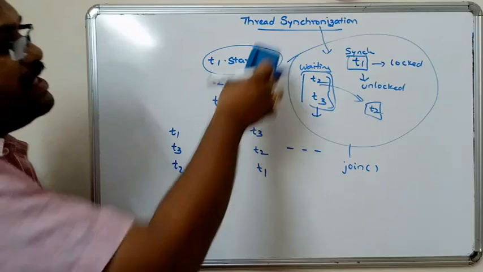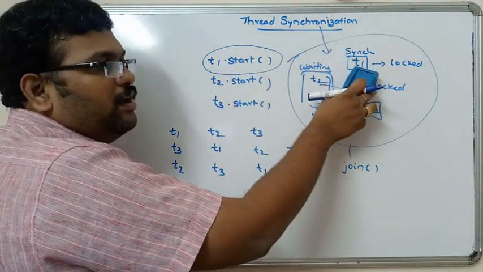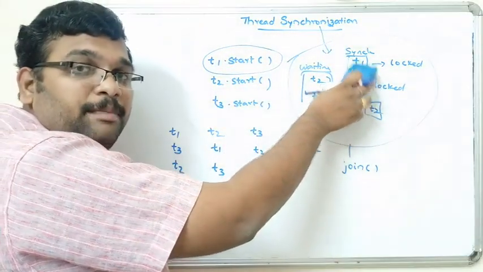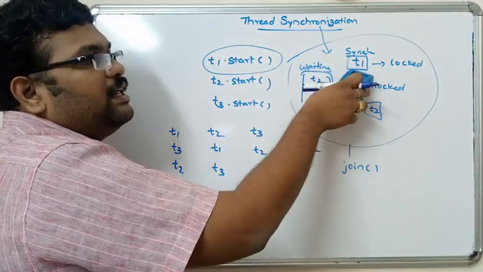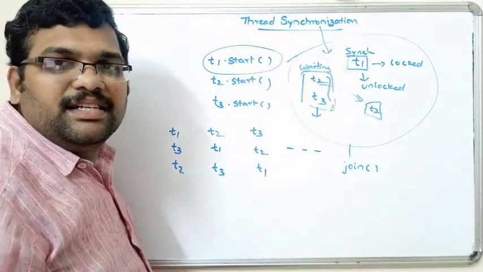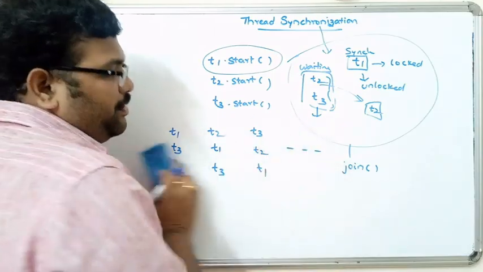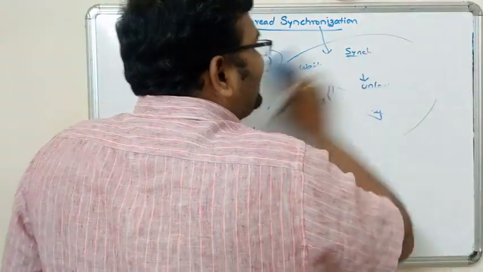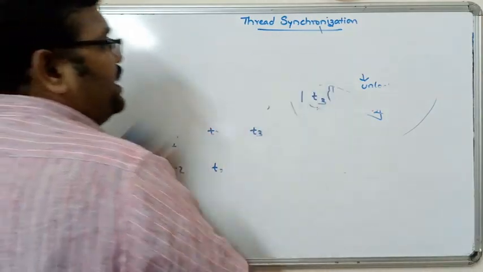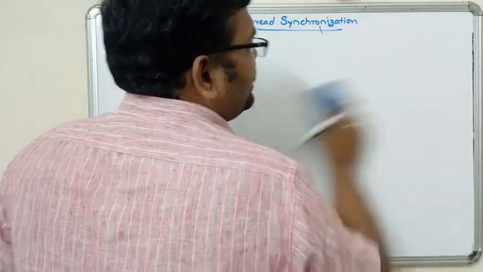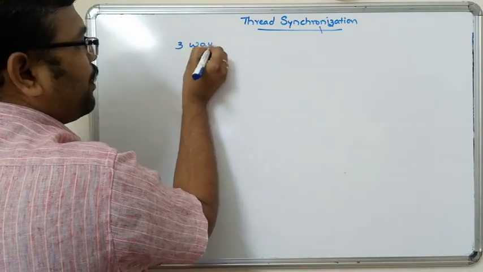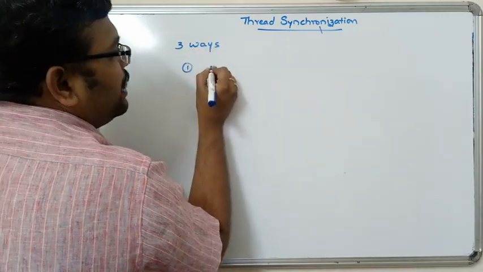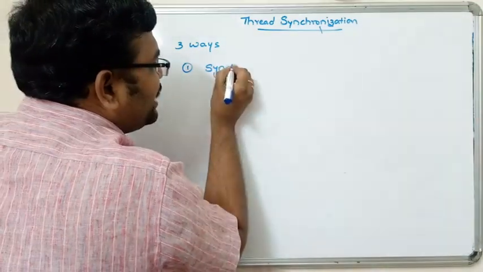Synchronization means locking the thread which is currently running, and all the remaining threads will wait until the current running thread completes its execution. This thread synchronization can be achieved in 3 ways. First one, by using the synchronized keyword.